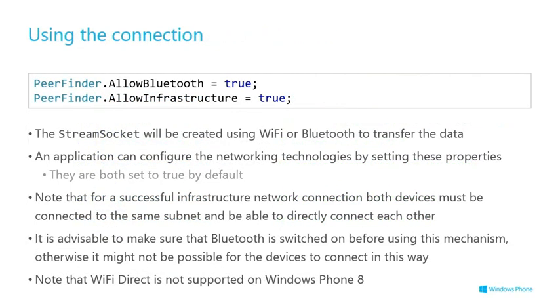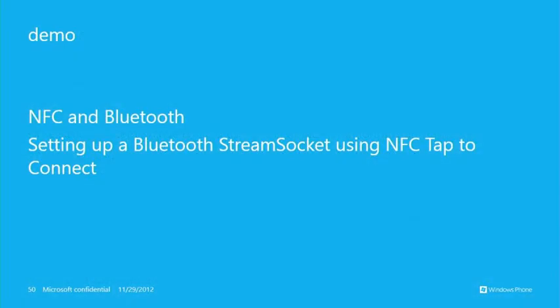So this is how you select what the actual network connection is going to be that is set up. By default, both are true, so you can allow Bluetooth and allow infrastructure. On Windows 8, you can also allow Wi-Fi Direct, I think. Both are set to true by default, but if you want to only allow one, you can set the other to false. And Bluetooth is preferable, actually, it's more reliable.